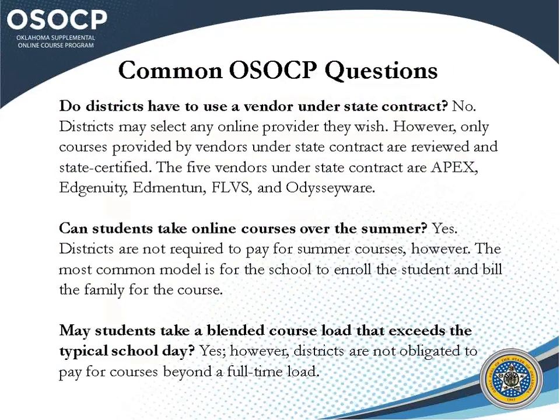And then I listed a few very common questions that we get in our office. The first is, do districts have to use a vendor under a state contract? The answer is no. The state statute says that districts can use any online vendor that they wish to use. However, only the ones that are under state contract undergo review. So it's only these 5 vendors: Apex, Edgenuity, Edmentum, the Florida Virtual School System, and Odysseyware. Those are the only 5 that have a contract with the state of Oklahoma, and they are the only ones that can have state-certified courses.